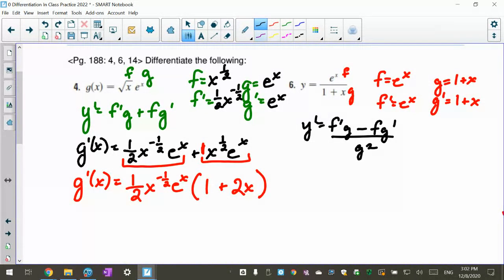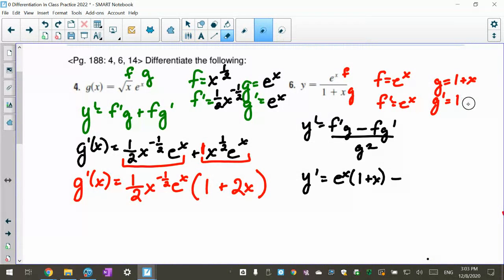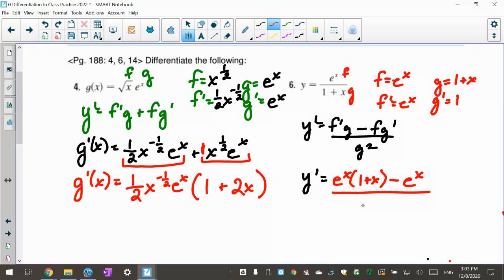So this one is actually y, so we can say y prime is f prime g, so I'm going to say e to the x times 1 plus x minus f g prime, so it's going to be, oh, I made a mistake here. So g prime is actually just 1. I didn't mean to do that. So let's try that again. So f prime g, oh, I did do that part right. Okay. So f prime g is e to the x times 1 plus x, minus f g prime, all over g squared.